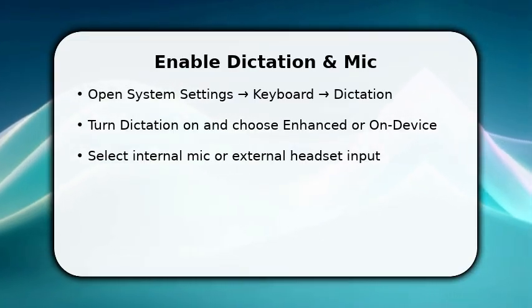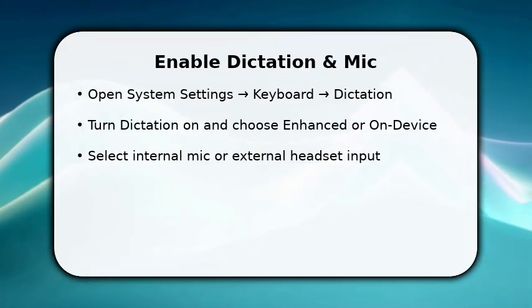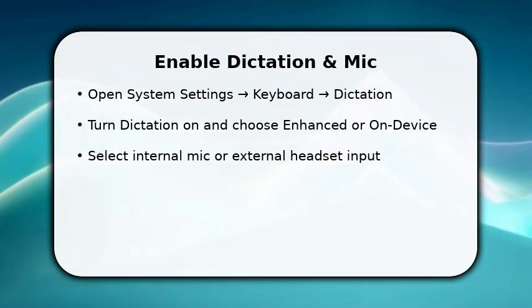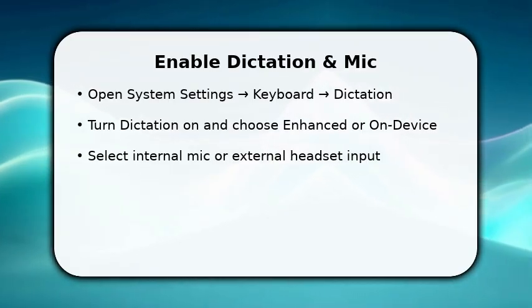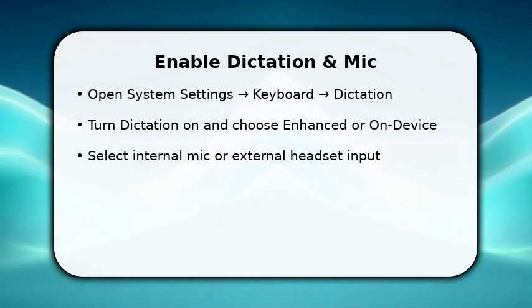Next, choose the correct input device, internal mic, USB headset, or a Bluetooth mic to reduce background noise. Once done, set the language and shortcut trigger. This lets you start dictation quickly and ensures the Mac listens to the right source.